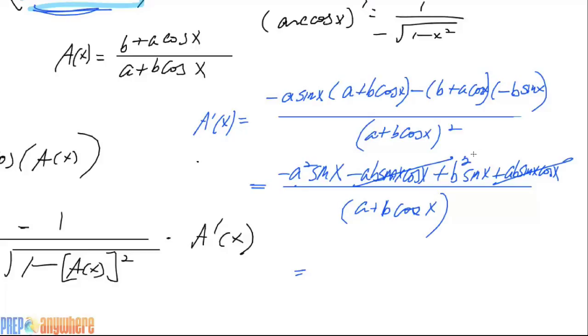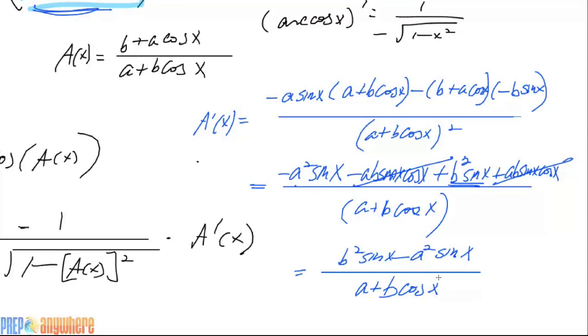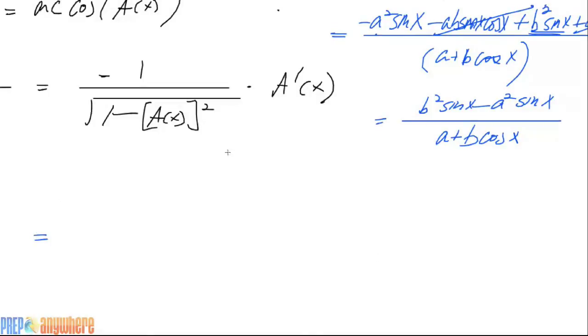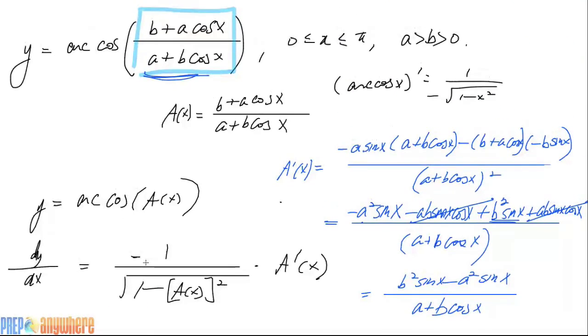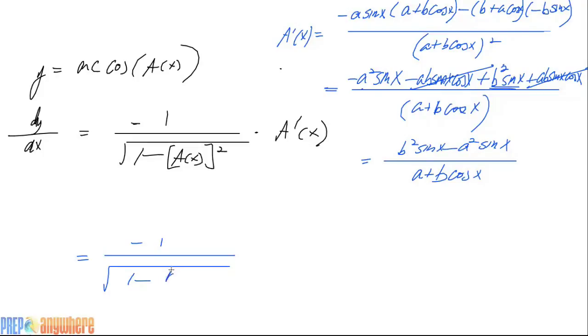Okay, so I'm going to put the positive first. You get b squared sine of x minus a squared sine of x, all over a plus b cosine of x. Okay, so that's it. It's minus 1 over the square root of 1 minus, what was a? b plus a cosine of x, all over a plus b cosine of x, all of that squared. Okay, so that multiplied by this.